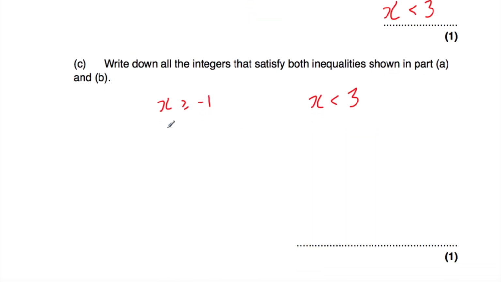So we want to find the values of x that are greater than or equal to negative 1, but less than 3. And remember that we're looking for integers, so bigger than or equal to negative 1, so negative 1, 0, 1, 2, but not 3 because it's less than 3. And that's it. So they're all the integers that satisfy both inequalities. Okay, let's look at our next question.